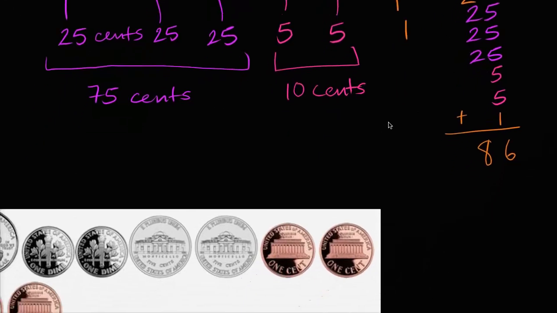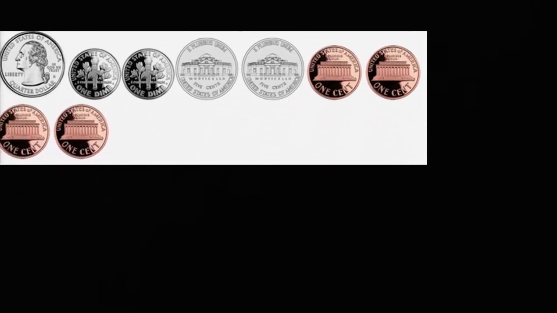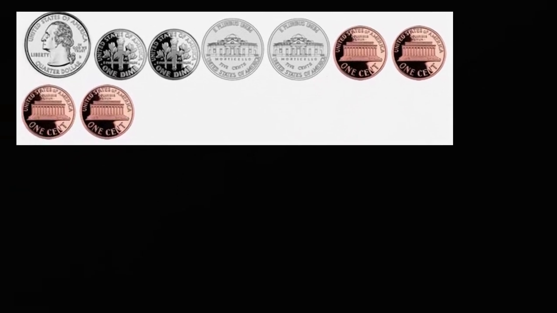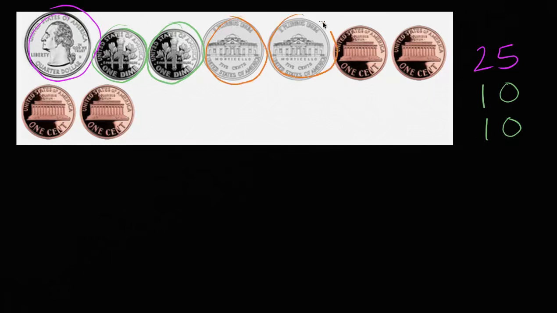Let's do one that has even more coins in it. So here we go. What's going on here? This right over here is a quarter. That's going to be 25 cents. And then we have one that we didn't see in the previous example. We have 2 dimes. A dime represents 10 cents. So we have 2 dimes, each representing 10 cents. Then we have 2 nickels. We've already seen those each represent 5 cents. So 5 and 5. And then we have 4 pennies.